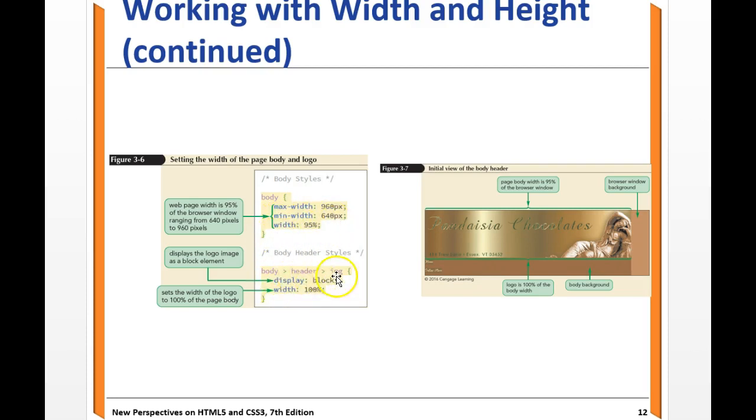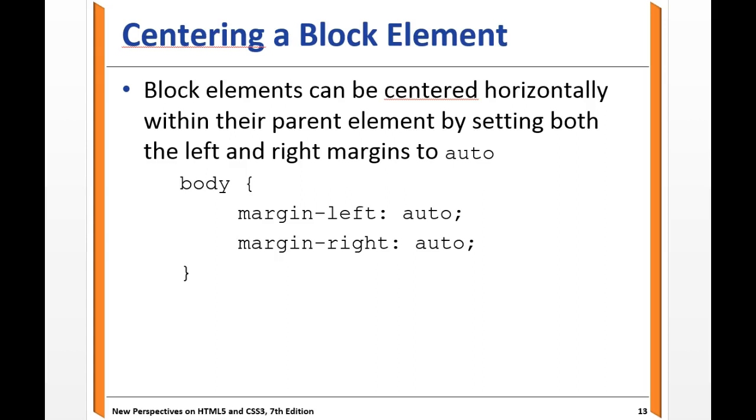In this example, we are displaying the logo image as a block, and then we also set the width of the logo to 100% of the page body. Also, we can center a block element. A block element can be centered horizontally within its parent element by setting both the left and the right margin to auto. So we can modify the style rule for the page body to center that block element.